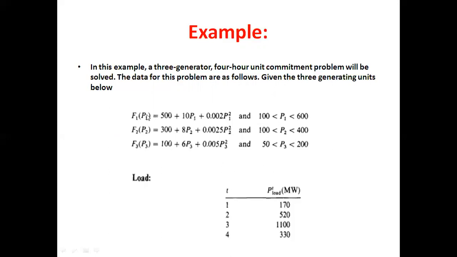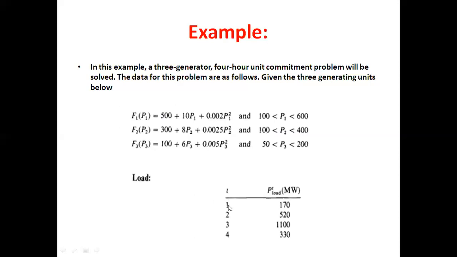The data is provided for the 3 generating units: F1(P1) equals 500 plus 10 P1 plus 0.002 P1 squared, where P1 lies between 100 and 600. F2(P2) equals 300 plus 8 P2 plus 0.0025 P2 squared, where P2 lies between 100 and 400. And F3(P3) equals 100 plus 6 P3 plus 0.005 P3 squared for the third unit, where P3 lies between 50 and 200. These are the cost functions.